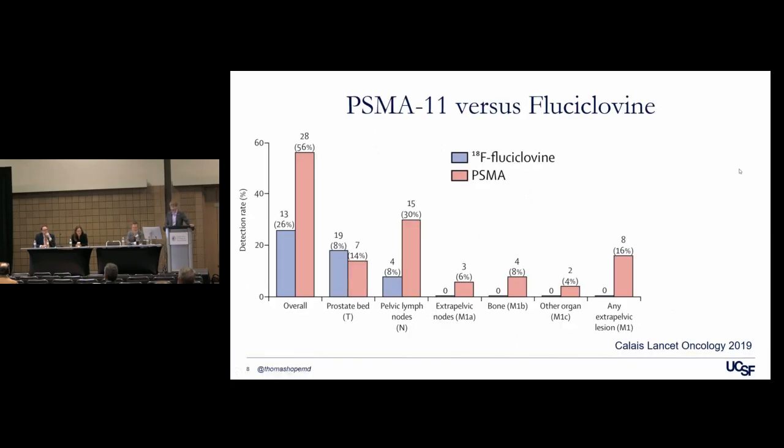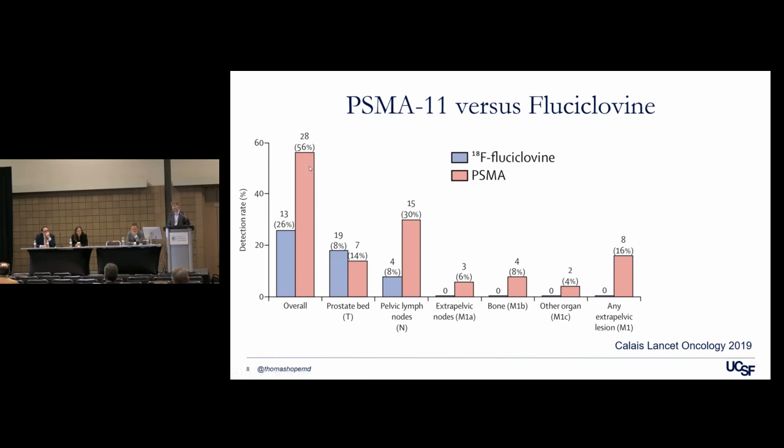Okay, so looking back, we used to use fluciclovine. Hopefully, we're getting past the era of using fluciclovine in prostate cancer. This was a paper by Jeremy Calais out of UCLA, and it showed that you had, in essence, more than a doubling of detection sensitivity on a patient level. The percent of patients you localize disease was twice as high with PSMA 11 compared to fluciclovine. This is in patients after radical prostatectomy with a PSA less than 2.